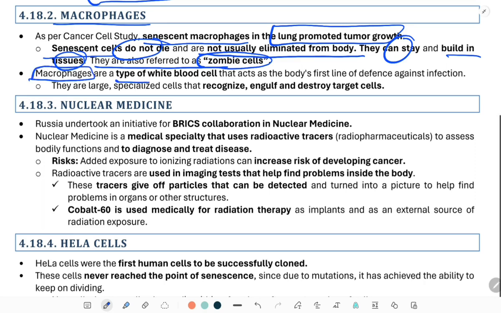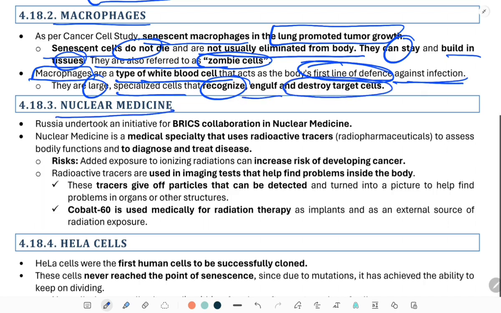These macrophages are a type of white blood cells that act as the body's first line of defense against infection. They are large and specialized cells that recognize, engulf and destroy the target cells. Next, we'll see nuclear medicine.